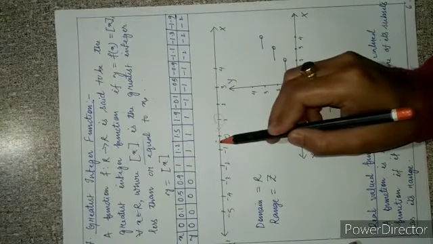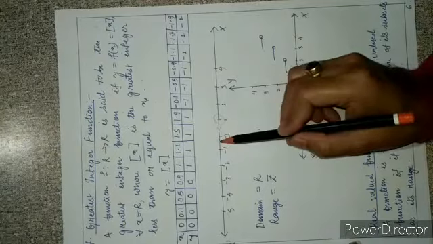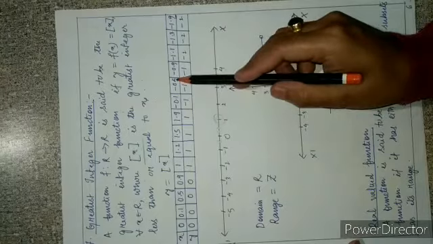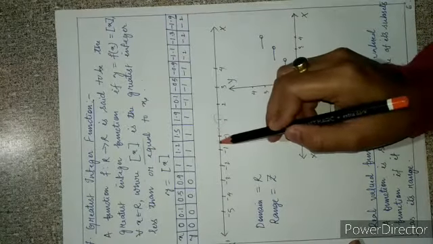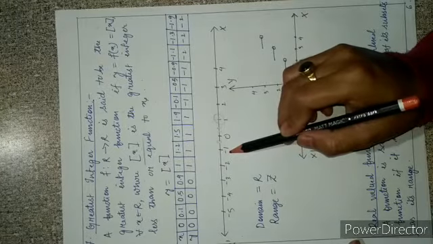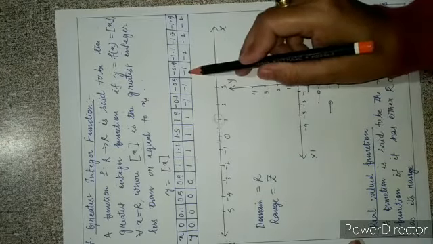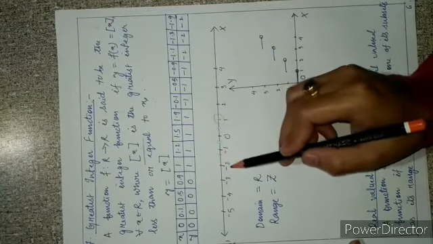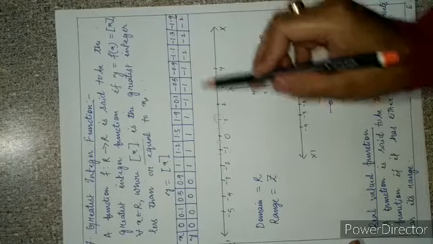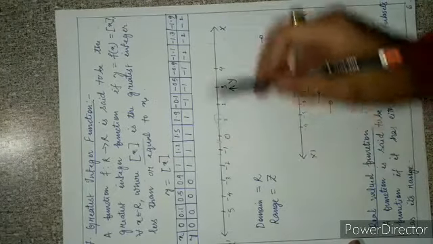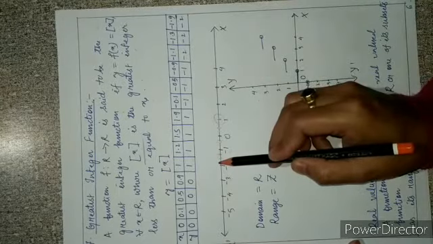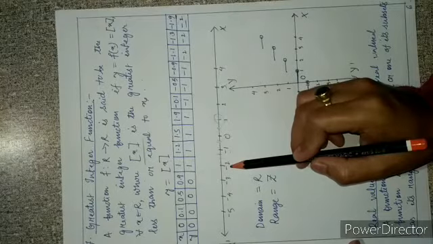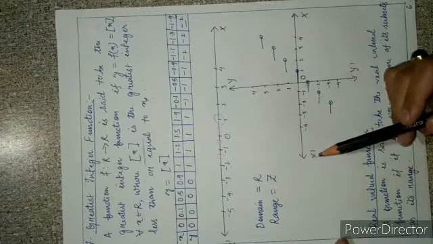it lies in between -1 and 0, and the greatest integer less than it is -1. Then -0.5 also gives -1. Then -1.1: the greatest integer less than -1.1 is -2. Then -1.3 gives -2, and -1.9 also gives -2. If x is equal to -2, then y will be equal to -2. This is the greatest integer function.